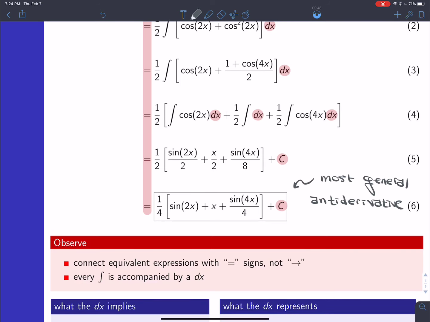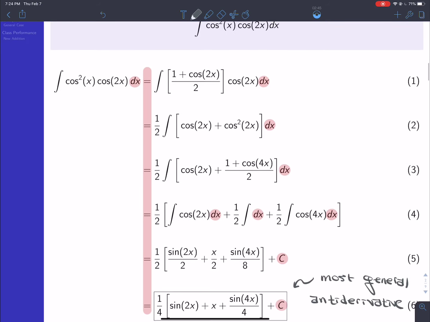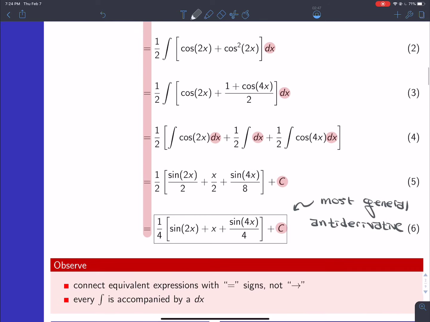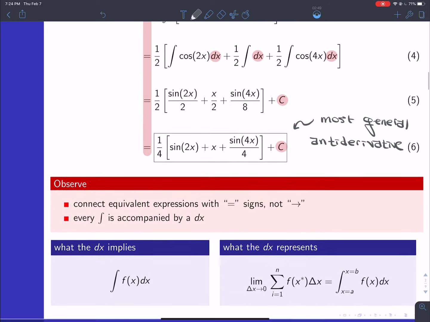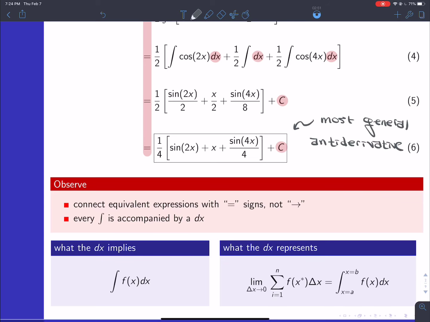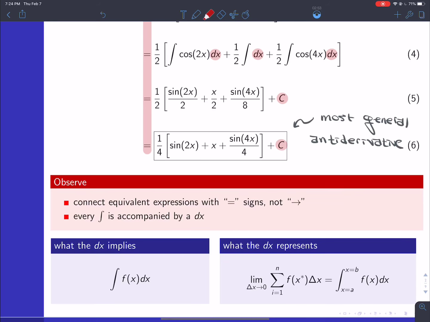And again, I'm not connecting equivalent expressions with arrows. I'm using equal signs all the way through. So a bit of an aside on the dx. We sometimes refer to the dx as the differential x. And it tells us with respect to which variable we are integrating the function, in this case f. So here we're saying that we're integrating f with respect to x.